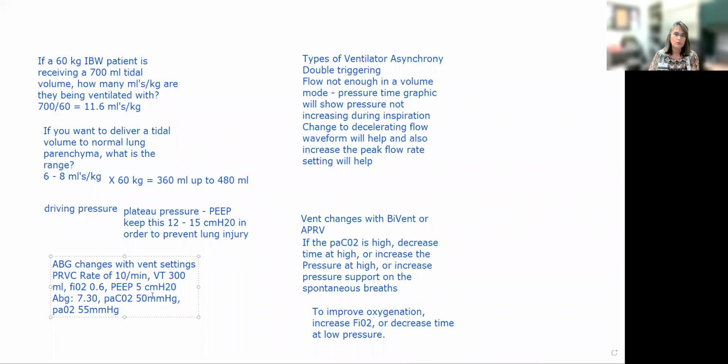We can assume a normal bicarbonate. So we have a patient in PRVC mode. The rate is 10 breaths per minute. The tidal volume is 300 ml, FiO2 0.6, and the PEEP is 5. I guess we're going to assume the patient's not breathing, so their total respiratory rate is 10 breaths per minute. And we get a blood gas, and what do we see?